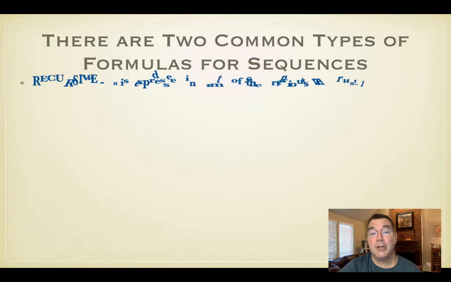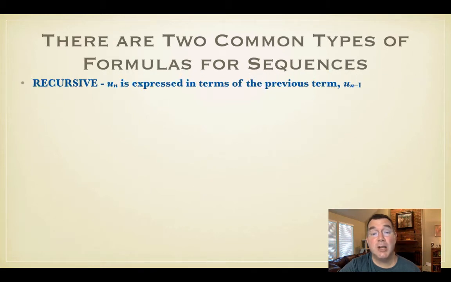Okay, and there are two types of formulas, and we've talked about this before, the different types of formulas for sequences. The first is recursive. That's the tricky one, where the nth term is expressed in terms of the previous term, which we call un minus 1. So for example, any term can be the previous term minus 6. That's how you would say that one. Any term is 4 times the previous term. That would be how you would say that second formula right there.